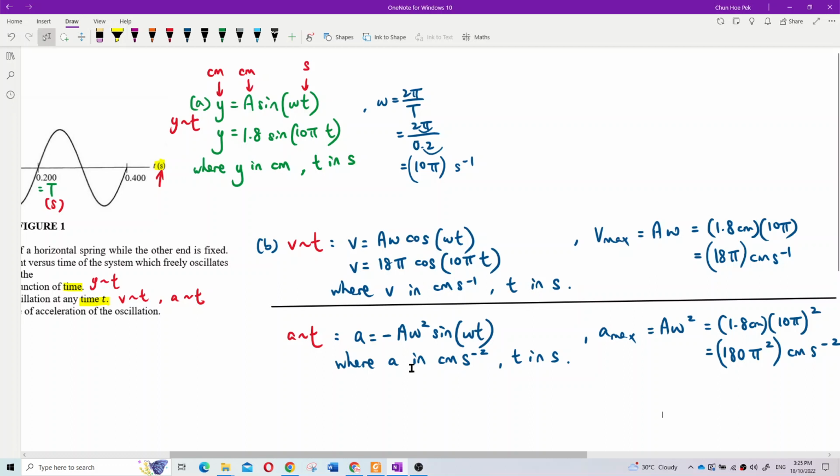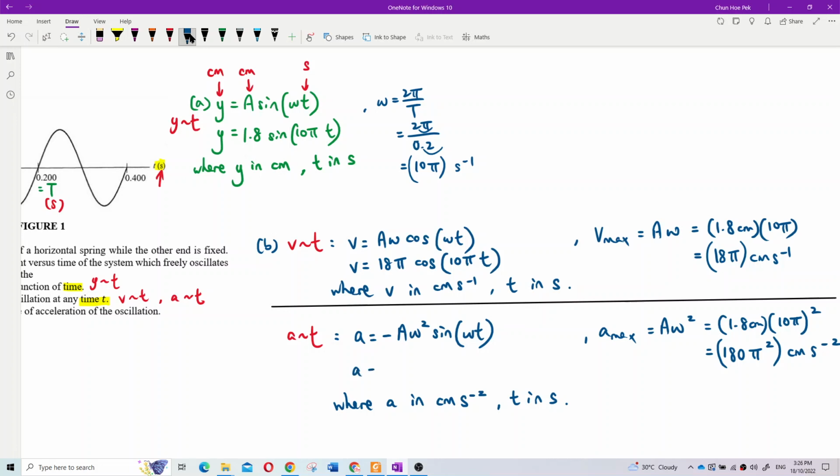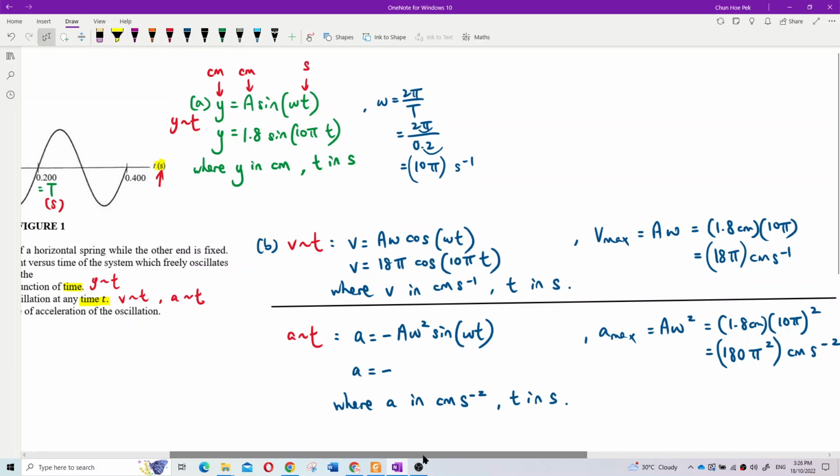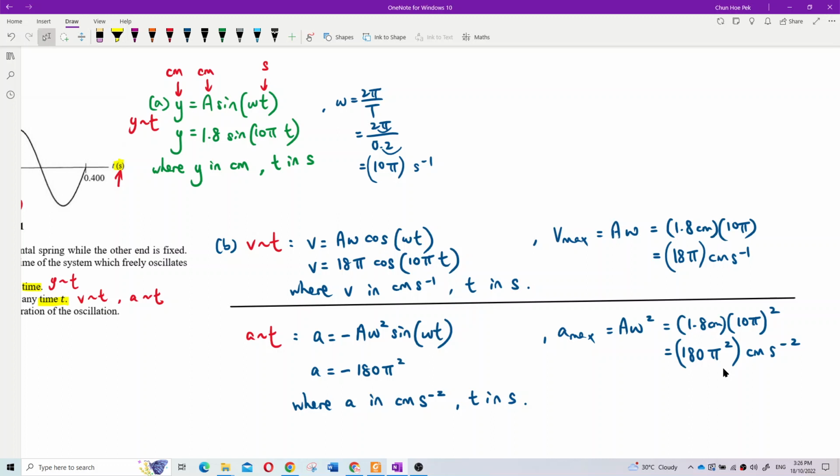So that's it. Wait, I haven't written the value here. Why did nobody tell me? You must write the value also. So acceleration is negative, and just now A omega square was already calculated: 180 pi square, sine, where omega is 10 pi, t. Okay, that's the equation for acceleration.